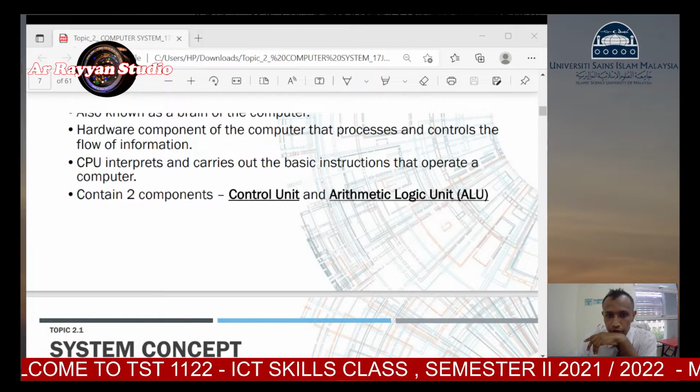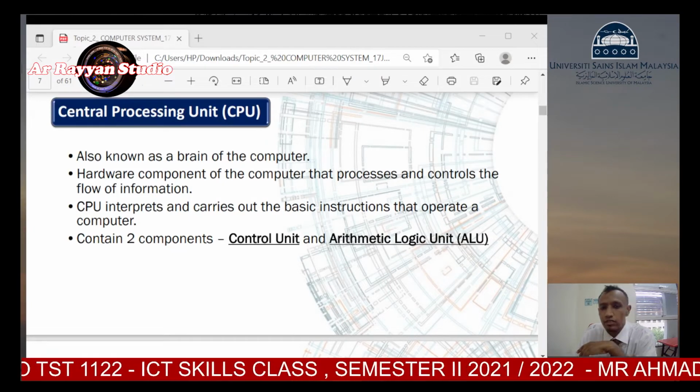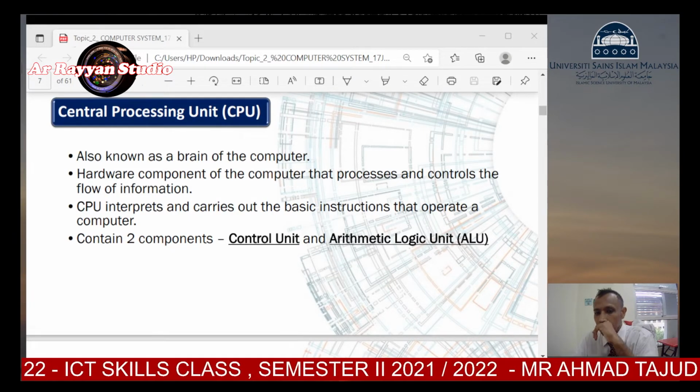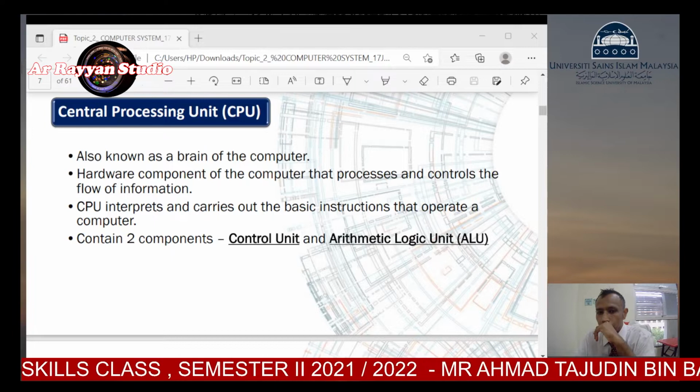Okay, kenapa dia ada control unit dengan arithmetic unit? Control unit ni untuk apa sebenarnya?